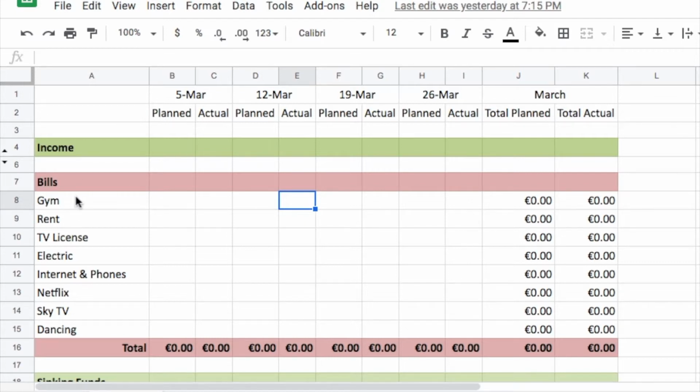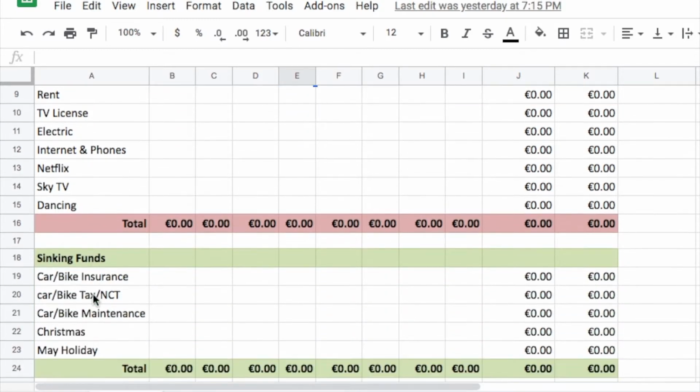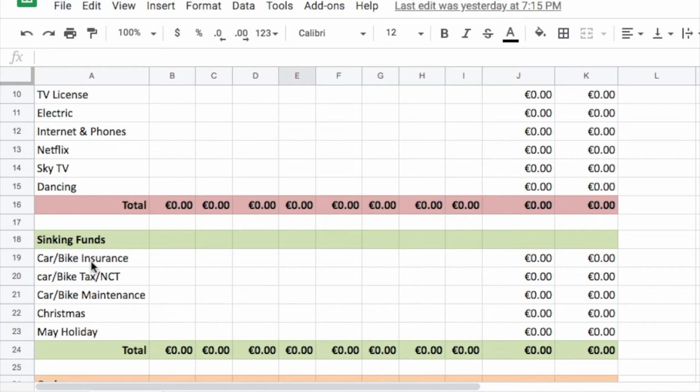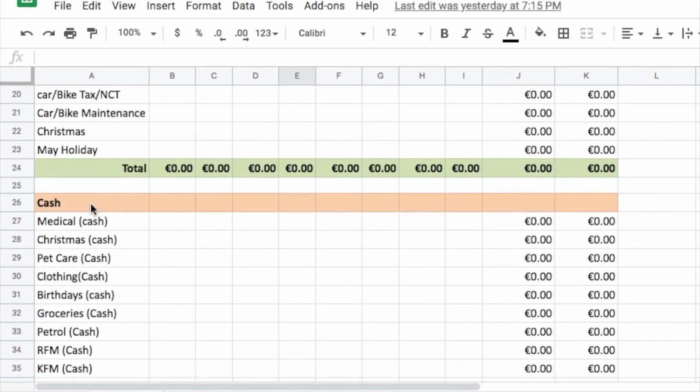So the bills: gym, rent, TV license, electricity, phones and internet, Netflix, Sky TV and dancing. That's Ava's dancing. Then we have our sinking funds: car and bike insurance, car and bike tax, NCT, maintenance, Christmas, and our May holiday. We then have our cash. So these are our cash envelopes.